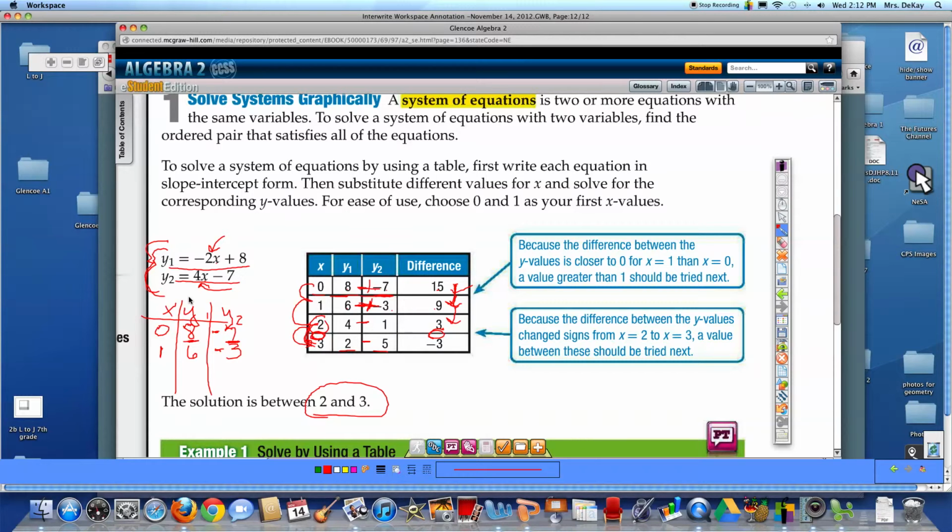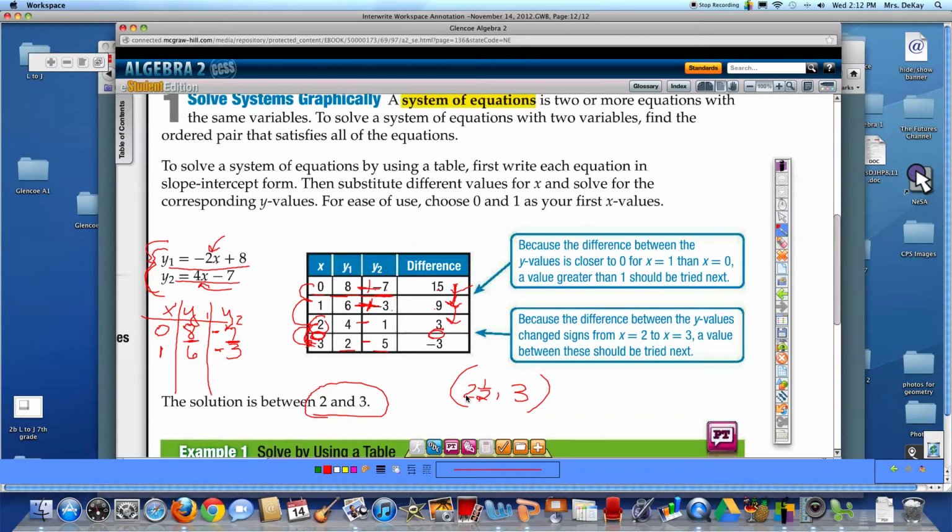I got 3. I got 3 for both of them. 3? Okay, so we found the solution is actually 2.5. I did 2.5 and 3. Yeah. The solution is a point. Okay? It's a dot. The solution is a dot.